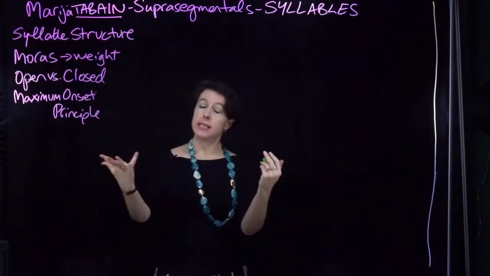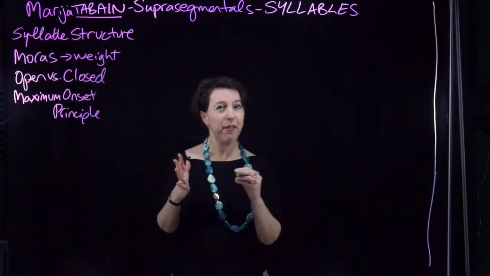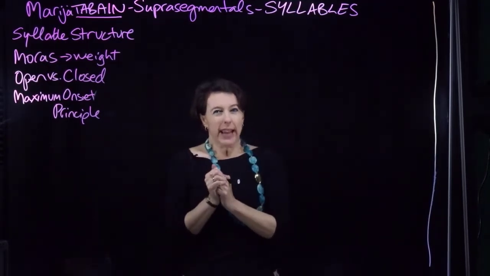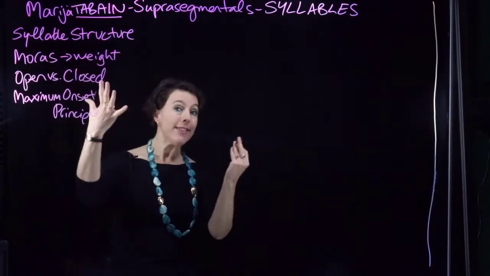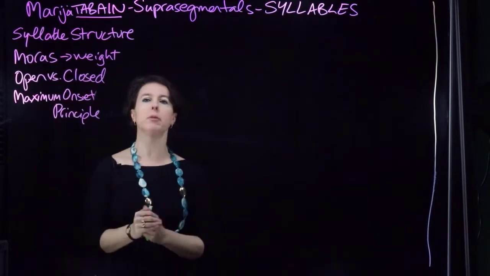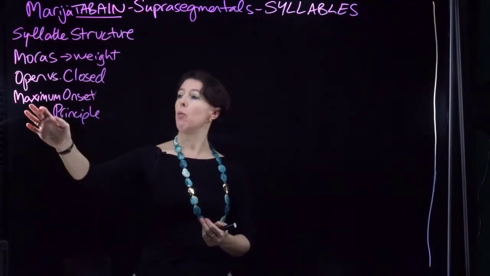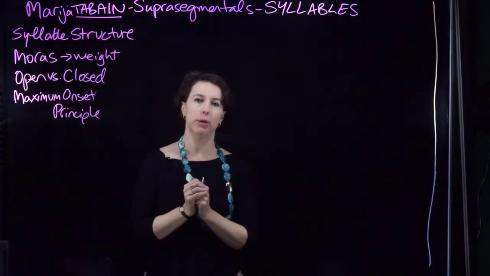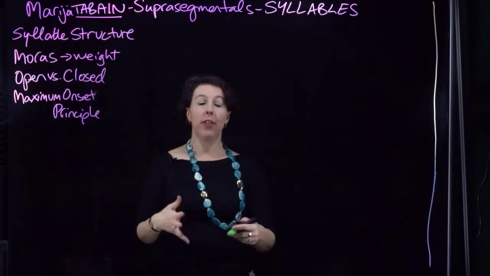So in this lesson, I'm just going to outline the structure of the syllable and go through a few ways that we classify syllables, which includes looking at moras and syllabic weight. We look at open and closed syllables. And once we get to words that have more than one syllable, we'll be looking at something called the maximum onset principle in this lesson, MOP. So let's start with syllable structure.